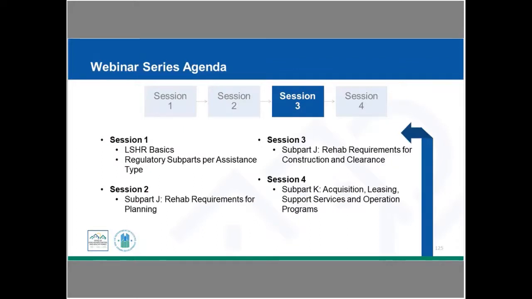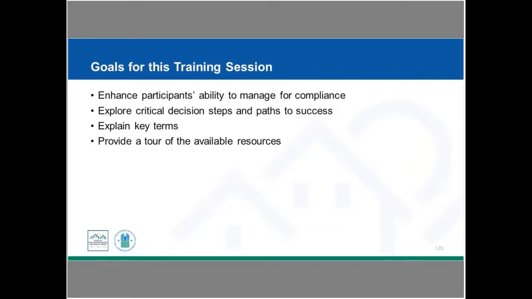Right, so today is session 3. We're going to be doing Subpart J, rehab requirements, construction and clearance. Next week, we will be getting into Subpart K. So that's acquisition, leasing, supportive services, and operation programs. You might hear Les and I refer to that as ASSO also. That's the shortcut name, the nickname we use for Subpart K. So we'll talk about Subpart K next week on, looking at my calendar, the 24th. But today we're going to finish out Subpart J.